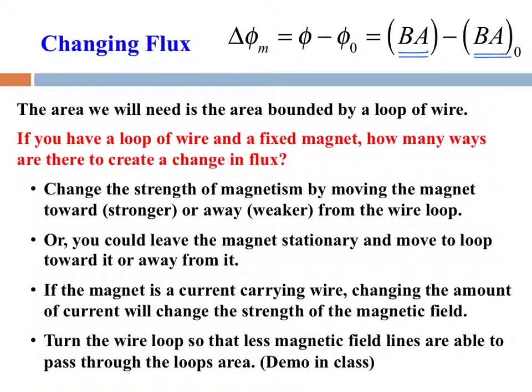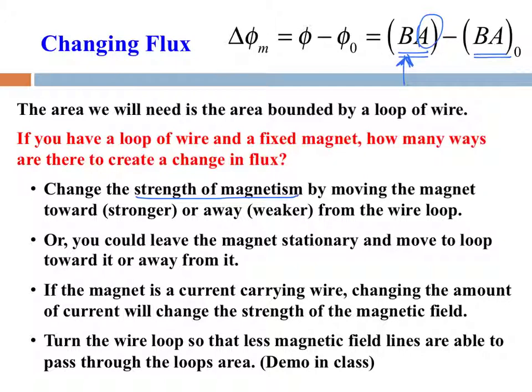Again, flux has to do with the magnetic field and the area, so there's different ways to change the flux. One way would be to change the strength of the magnetism by moving the magnet toward or away from the wire. Again, that changes B. Or you can leave the magnet stationary and move the loop away from it, again, still changing the strength of the magnetic field at a certain point. If the magnet is a current-carrying wire, changing the amount of current will change the strength of the magnetic field. Again, still changing B. But you can also change the area.